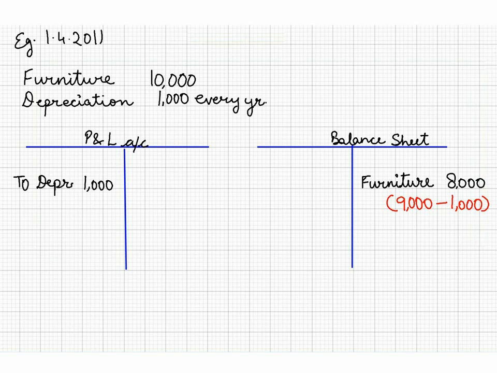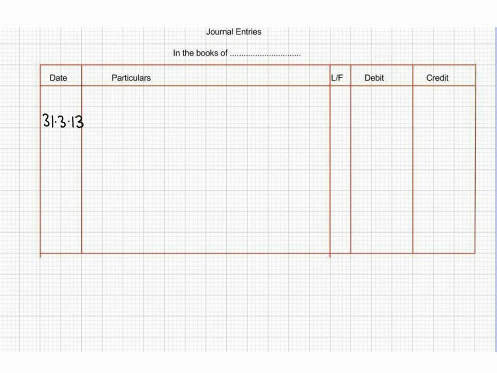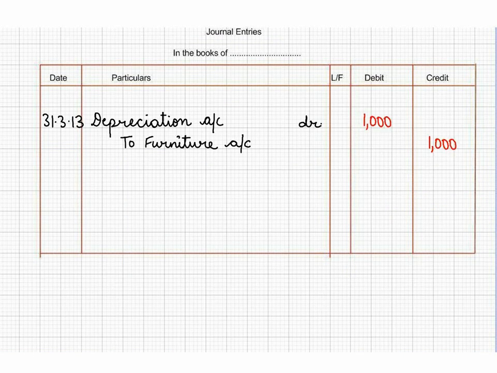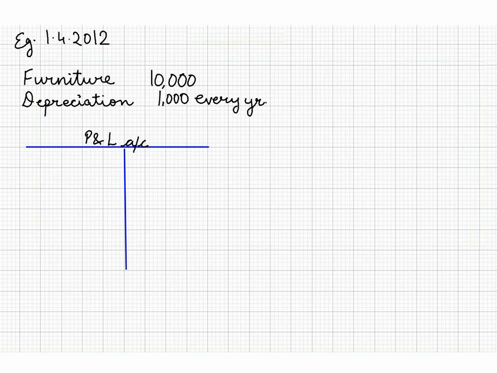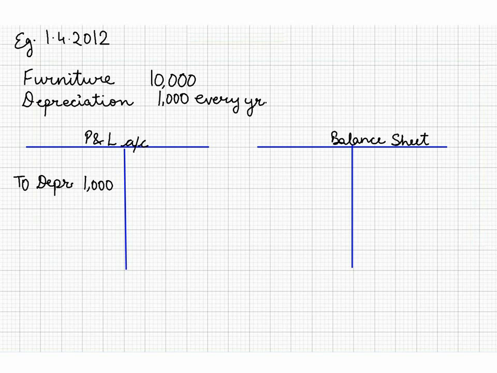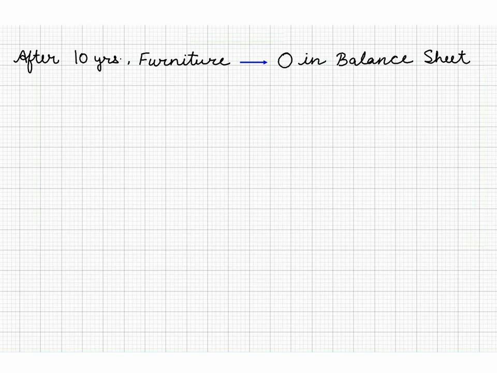Next year, 31st March 2013, today is the closing. Again, you will provide depreciation. So depreciation account debit to furniture account, rupees 1,000. And you will make profit and loss account debit to depreciation, rupees 1,000. And in the balance sheet, the furniture will be shown at rupees 7,000. And in this way, after 10 years, the furniture will be zero in the balance sheet, and the furniture will be finished. So this is the system.